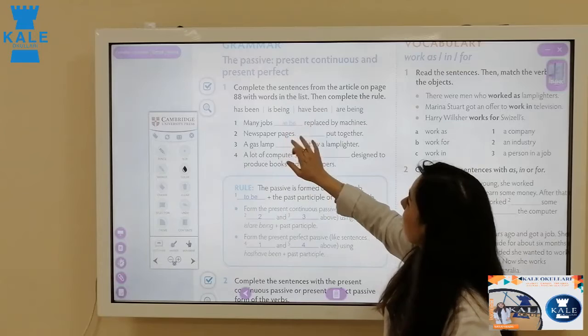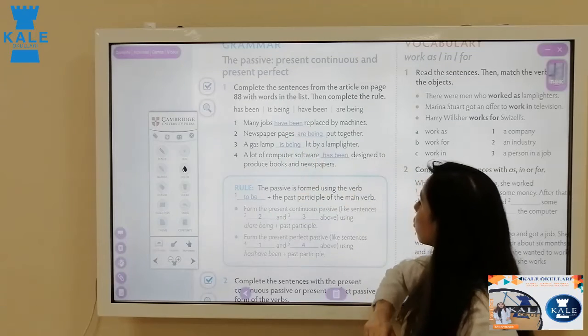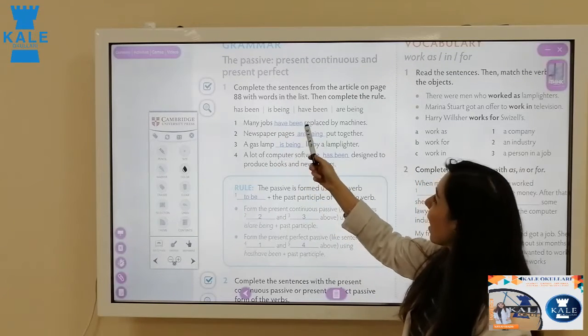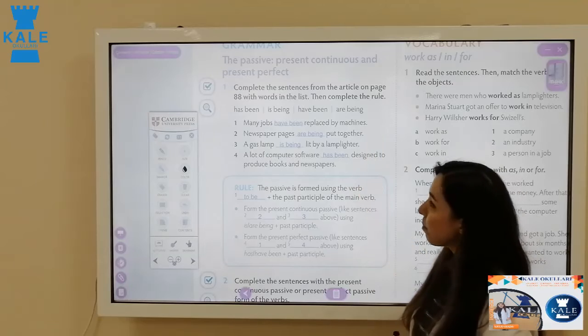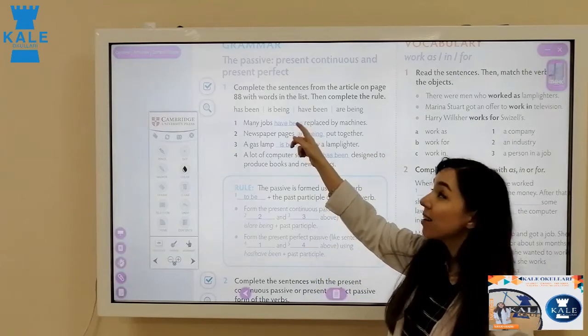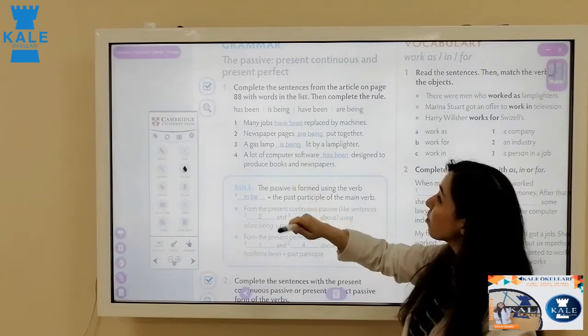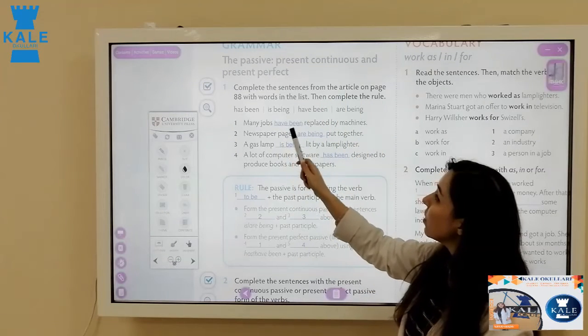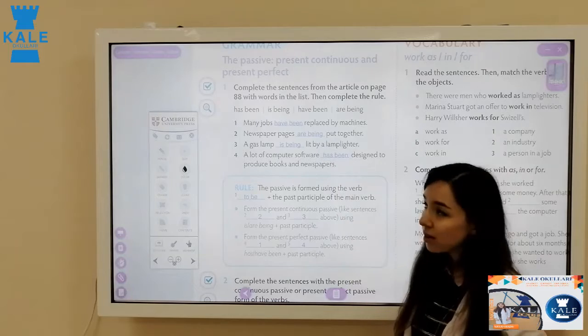So, look at here, I want to show the answers to you. Many jobs have been replaced by machines. Yes, what is this? This is present perfect. Yes, present perfect passive. Why? Because we have here been and past participle.